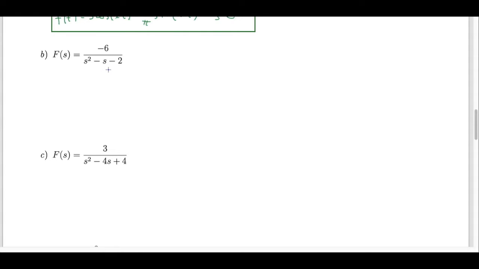And I'm not used to seeing a denominator that's a full quadratic like this. So I don't think that any sort of simple modification will enable me to get this to look like the transform of sine or the transform of cosine. Actually, you know what? Looking at this denominator, it appears that it will factor.